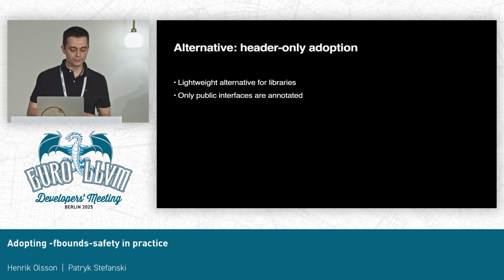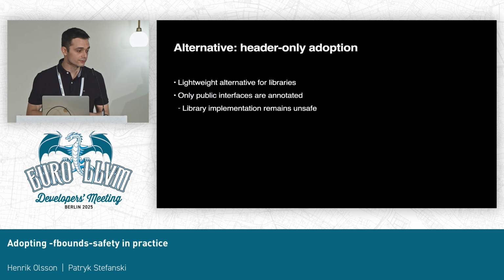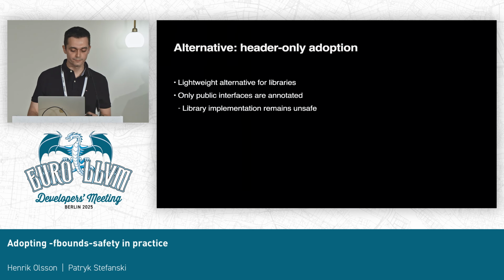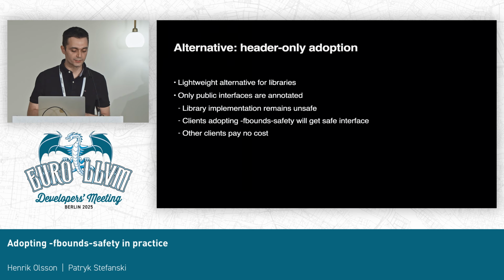And you can do this by only annotating public headers or public interface, but you don't annotate and don't enable fbounds-safety in your implementation. So the implementation is not secured with fbounds-safety. However, clients that are adopting fbounds-safety will see those annotations and they will get the safe interface. Other clients that are not adopting fbounds-safety won't see those annotations and they won't pay any cost.